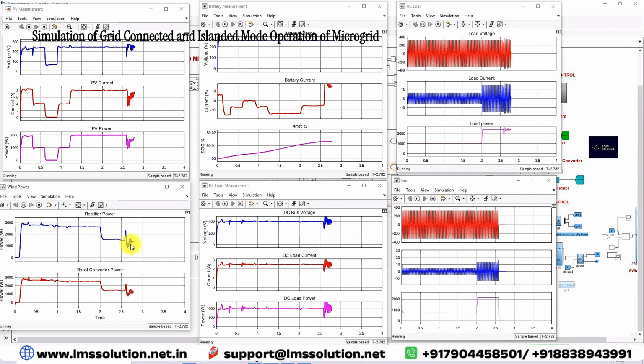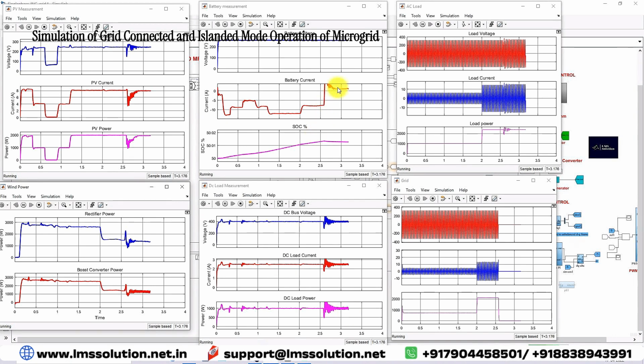Now the power of the wind is around 1500, and the power of the PV is around, that means during the change from grid connected mode to islanded mode, there is some transient in the system. After the transient, it will take 0.3 seconds to settle down to the maximum power. Now the maximum power is around 2000 here, and you can see that the AC load is maintained at 2400, and the DC load is maintained at 1000 watts.